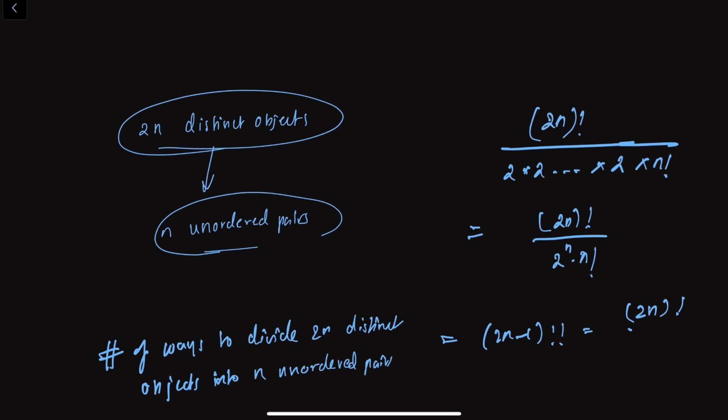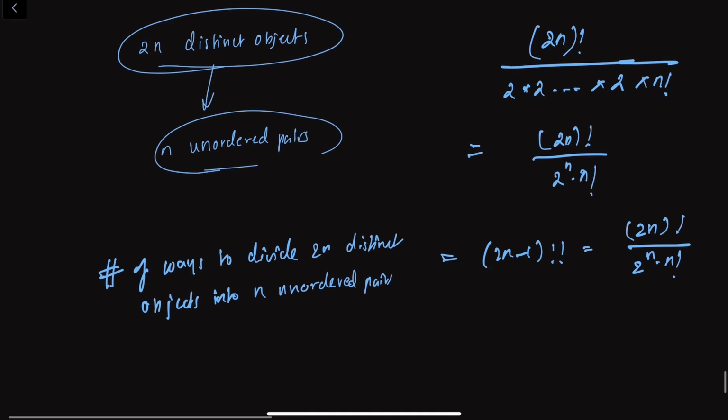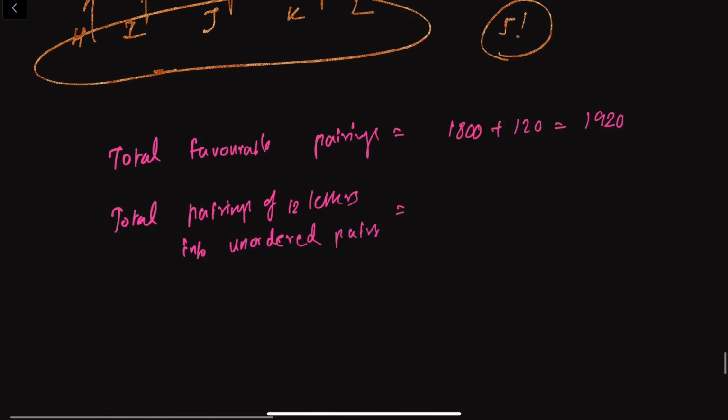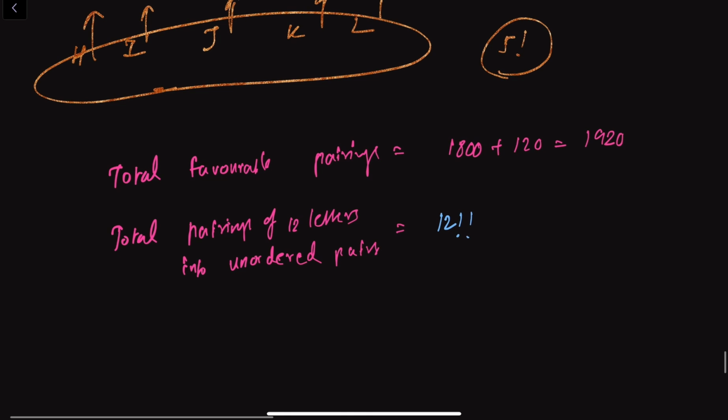The general form is 2n factorial divided by 2 to the power n into n factorial. If we cancel out all the 2's, all the even numbers from the 2n factorial, we are left only with odd numbers. That is the reason we use the double factorial notation. So 5 into 3 into 1 is just the product of all odd numbers. Here, for 12 letters, this would be 12 minus 1 double factorial, that is 11 into 9 into 7 into 5 into 3 into 1.